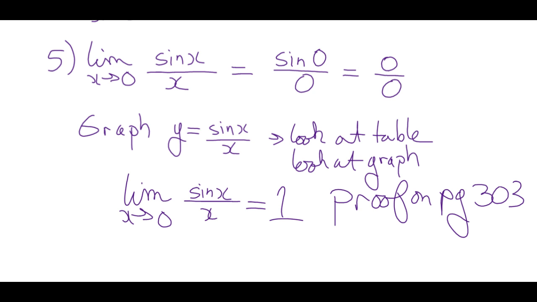There are a few that you have to kind of know. There's another one which is 1 minus cos x over x. And then the limit of sine as x approaches c is just sine c. But this is one you have to know: the limit as x approaches 0 of sine x over x is equal to 1. The proof is on page 303.